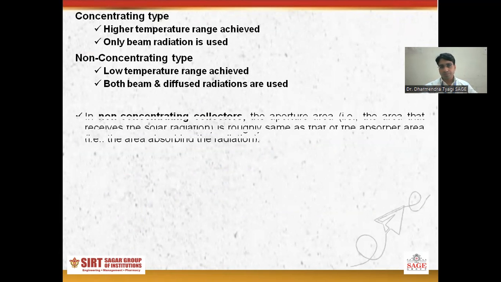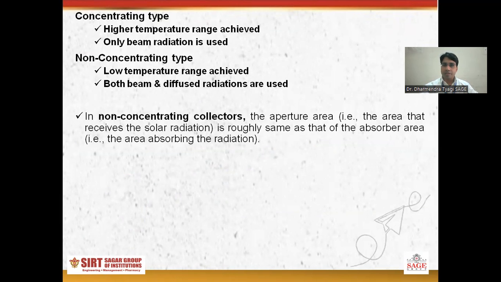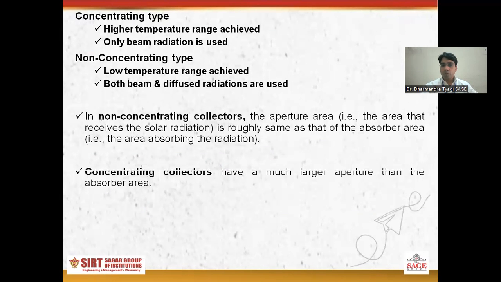are used. In case of the non-concentrating type collector, the aperture area, that is the area that receives the solar radiation, is roughly the same as the absorber area. But concentrating type collectors have a much larger aperture area than the absorber area.